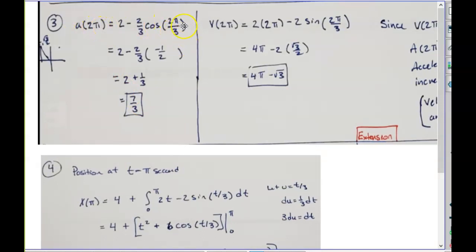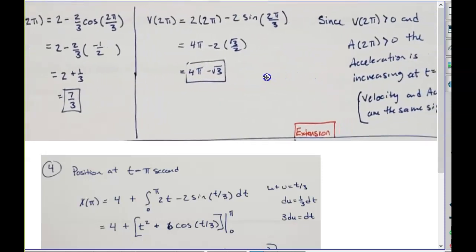So I plugged in 2 pi, evaluated it using the unit circle, and then I ended up with the acceleration at 2 pi is 7/2. Big thing is it's positive. So acceleration is positive. And then I checked the velocity at 2 pi, and I found that the velocity is also positive. Now, how do I know this is positive? Well, 4 times pi is going to be larger than 12. The square root of 3 is smaller than 12. So I know that this answer is positive.